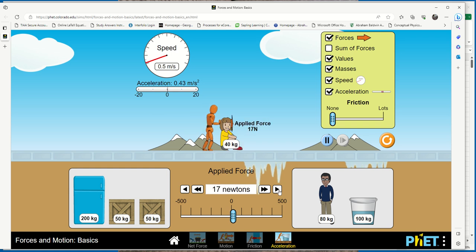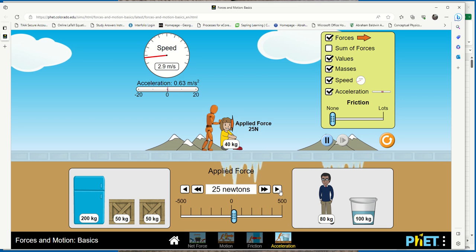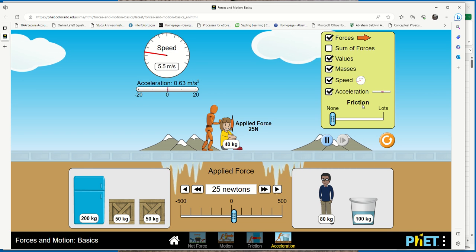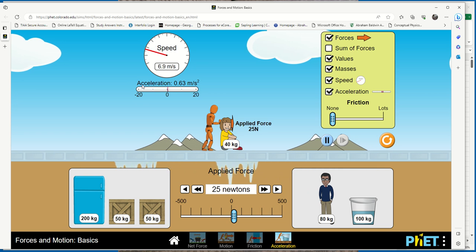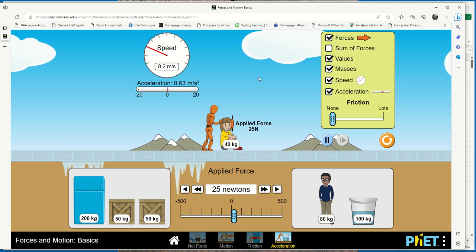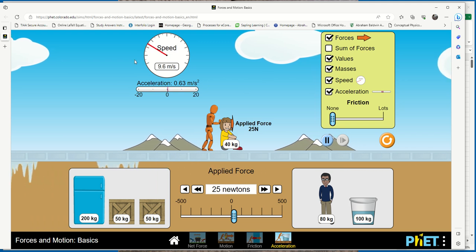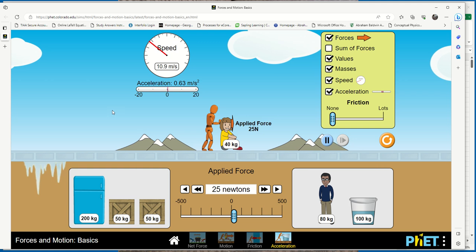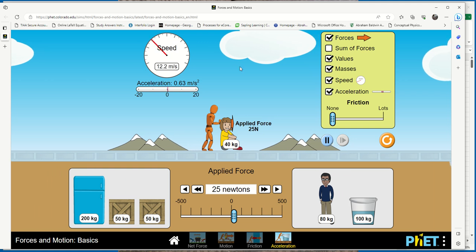So I've got to bring it up to 25. Not a big deal. Well, a little bit tedious, but it is what it is. So now notice, the applied force is 25. There's no friction. And notice right here, acceleration, 0.63 meters per second squared. And notice her speed is increasing, though we don't really care about that. I just think it's sort of interesting.